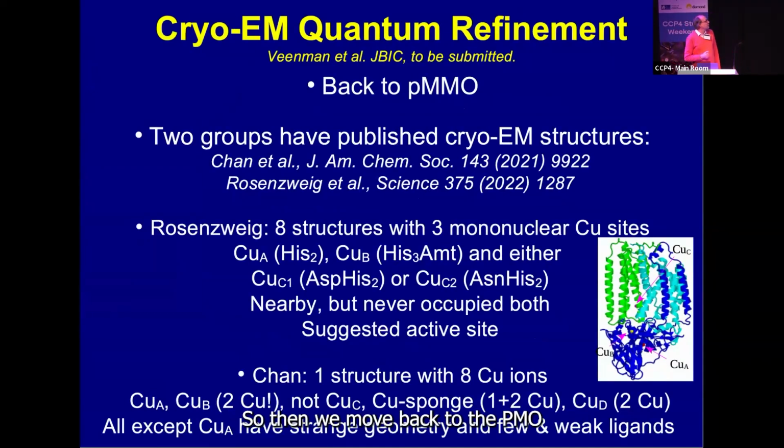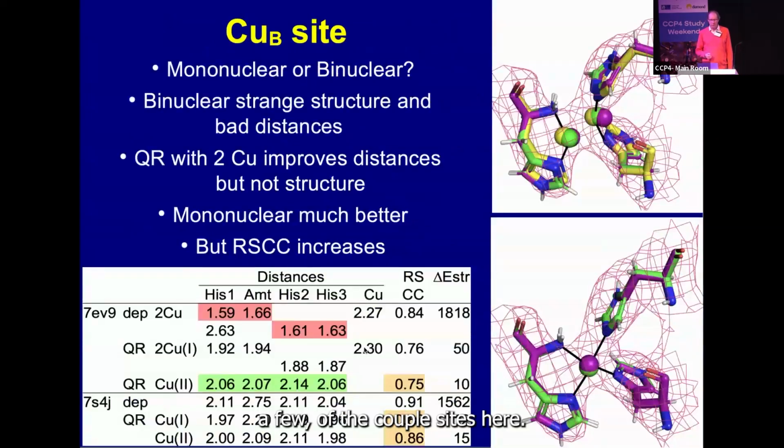So then we move back to the PMMO with the copper sites, because there have recently been two groups of cryo-EM structures of the PMMO. They come from two competing groups. One group says that the active site is one of the mononuclear copper sites. The other group says that it's instead a trinuclear copper site that is not seen in the crystal structures. And they show quite different things. I will just show you a few of the copper sites here.